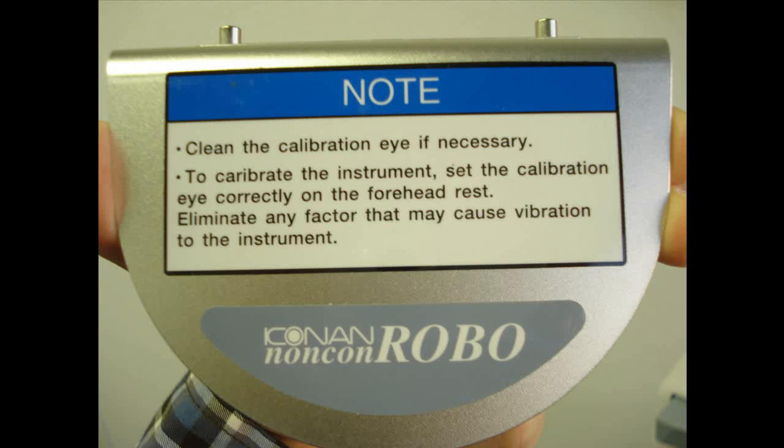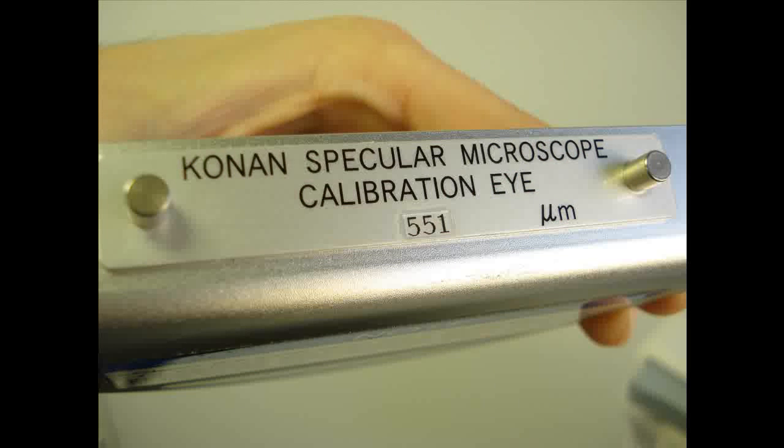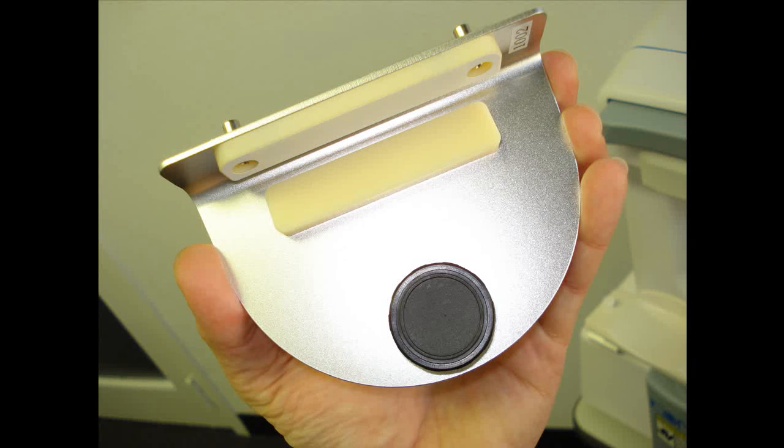To begin, you will need the calibration eye that was provided with your specular microscope. You will also need to check the top of the calibration eye to see what micron value you will be calibrating the software to. As you can see in this image, our calibration eye has a value of 551 microns.